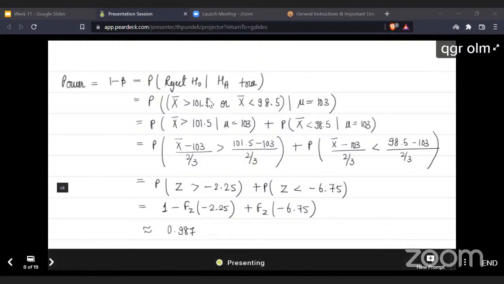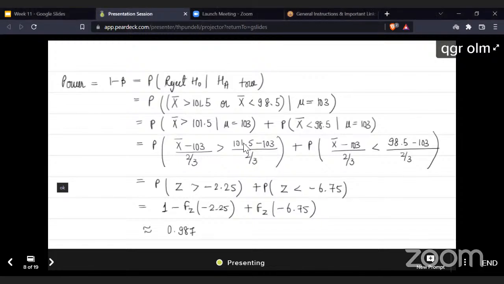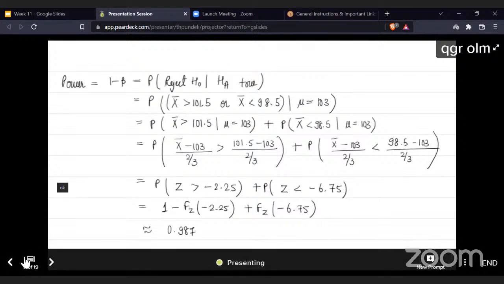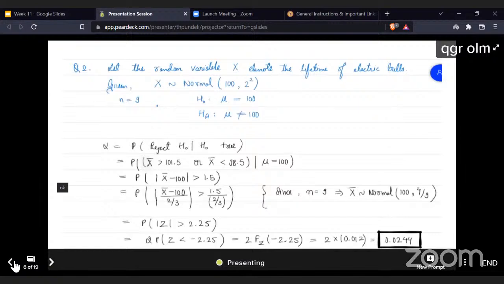So is this clear? Like, how did we find the power? Yes, ma'am. Clear. The expression is clear, ma'am. Just a small doubt. Whenever mod z is coming, we use that formula, 2 Fz of c, right? So in that case also, can we break it like this and use it, the way we have done in problem number 3?